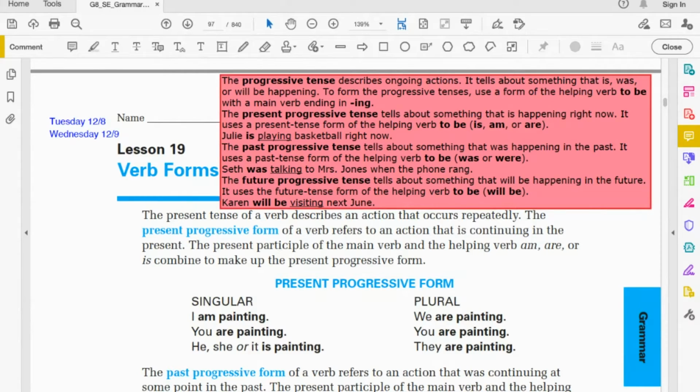Good morning, 8th grade. Today and tomorrow, Wednesday, we are going to take a look at verb forms, progressive.